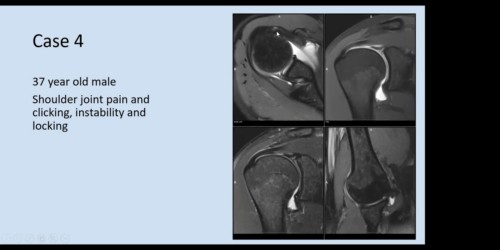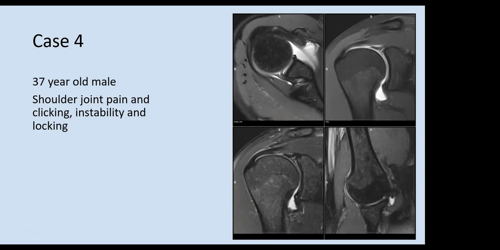Okay, so let's leave the rotator cuff tendons. I'm going to tell you that the infraspinatus, subscapularis, and supraspinatus tendons are normal. If we go back to the history, the problem with this patient is clicking, instability and locking. Also, I would like to add, this is MRI arthrography. This is not joint effusion. This is gadolinium. That's right. Yeah, this is MRI arthrography.